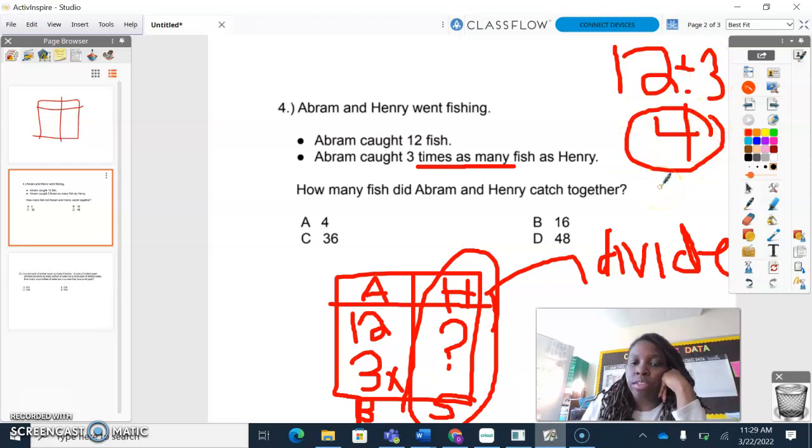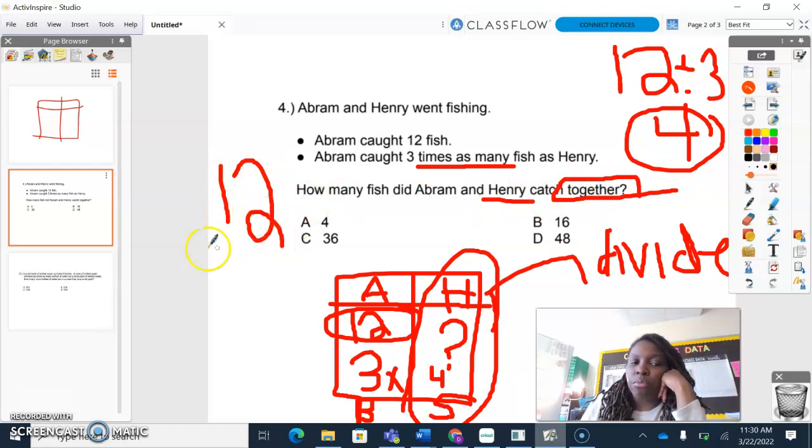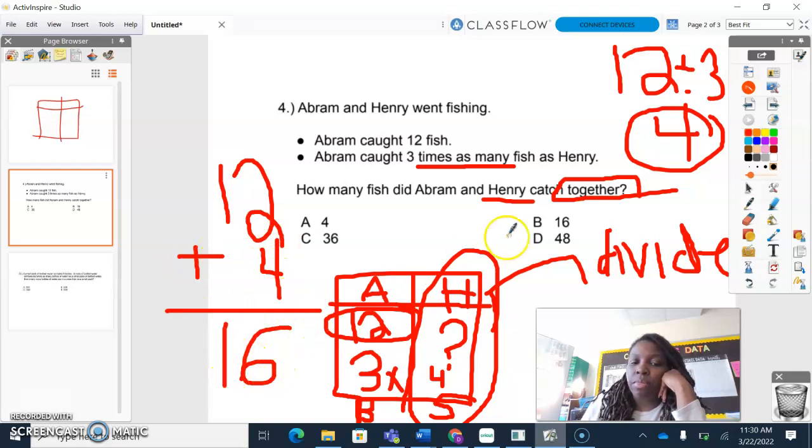So what does 4 represent? Good. 4 represents Henry, right? We know who Abram is. 4 is Henry. But what is my question asking me? It's asking together. We know Abram caught 12, and Henry caught 4 fish. How much did they catch together? So what will I have to do now? Together means add. 12 plus 4 equals 16. That's why 16 is my answer.